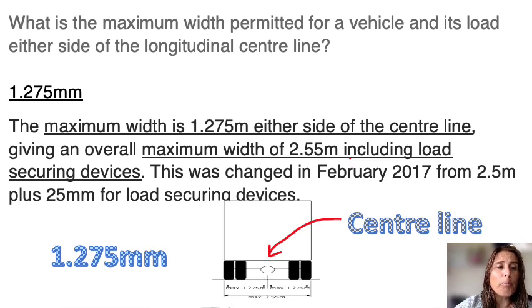What is the maximum width permitted for a vehicle and its load either side of the longitudinal center line? 1.275 meters. So the maximum width is 1.275 meters either side of the center line, giving an overall maximum width of 2.55 meters, including the load securing devices. This was changed in February 2017 from 2.5 meters plus 25 millimeters for the load securing devices.